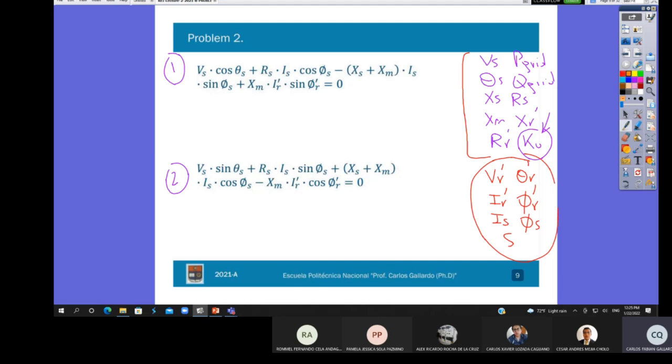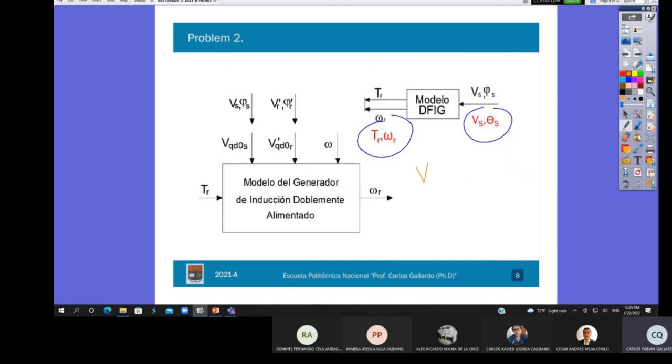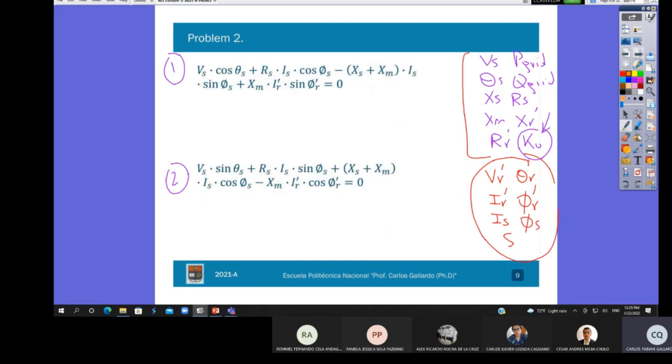From the previous initialization, we know the stator voltage, so I will copy it here. The stator voltage is equal to 1.037499, and the angle from the initialization is equal to 23.11139 degrees. So this is data. Okay, so substituting the values.